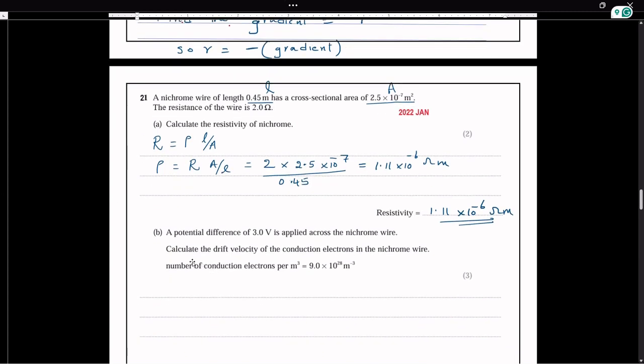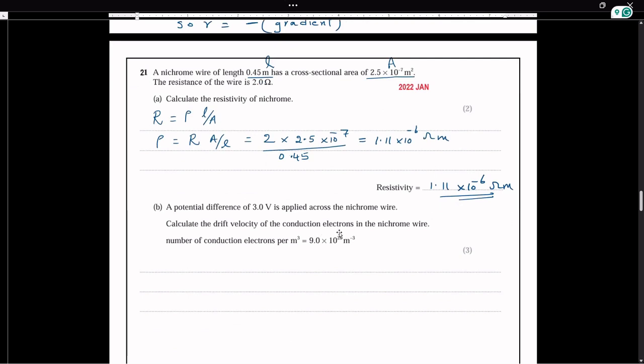Now the next part of the question is a potential difference of 3 volt is applied across a nichrome wire. Calculate the drift velocity of the conduction electrons in the nichrome wire. The number of conduction electrons.